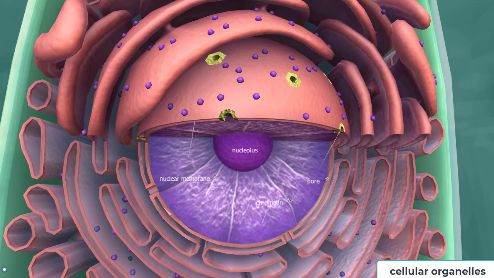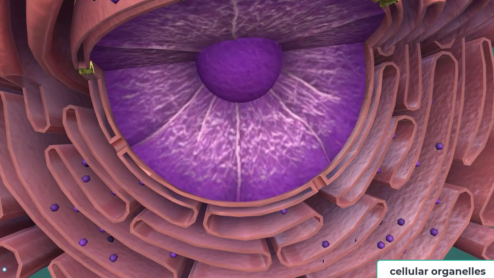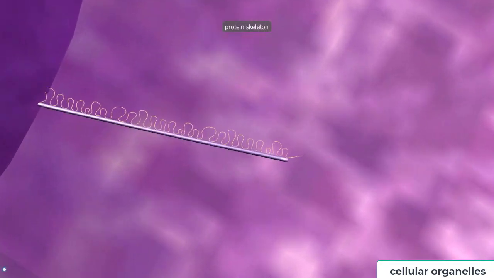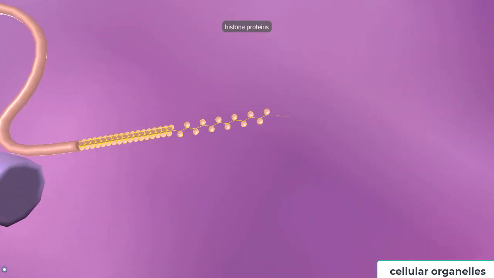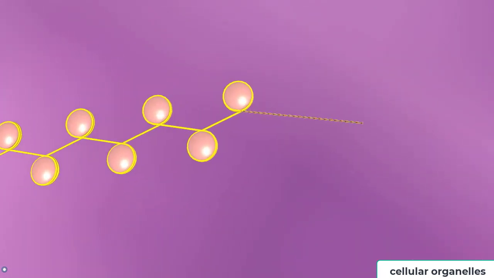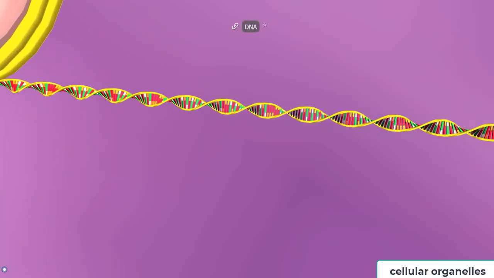It contains the nucleolus, where ribosomes are produced. The content of the nucleus is made up mostly of chromatin. Chromatin consists of DNA coiled onto histone proteins. DNA encodes proteins. Thus, it is responsible for the properties of cells and the entire organism.